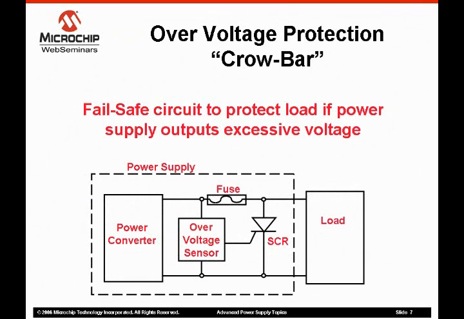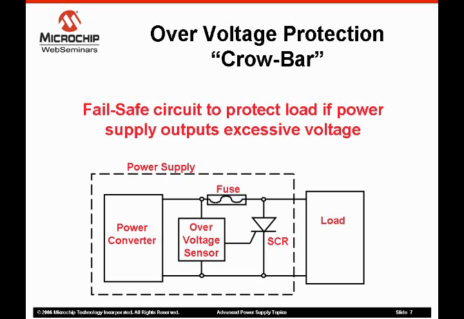A crowbar circuit typically includes a silicon-controlled rectifier, SCR, a fuse, and a voltage sensing circuit. If an overvoltage is detected, the SCR is turned on to a conducting state, and the current from the power supply flows through the fuse and the SCR into the power return line, the ground line.